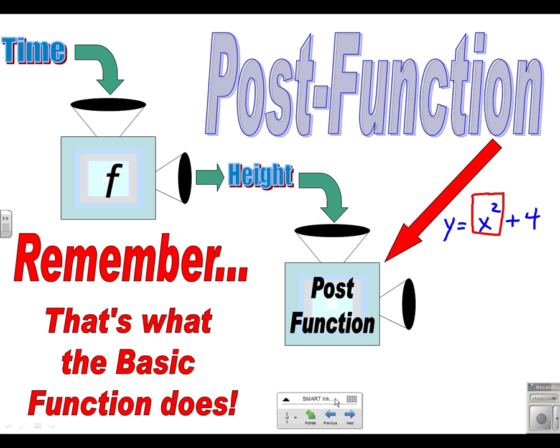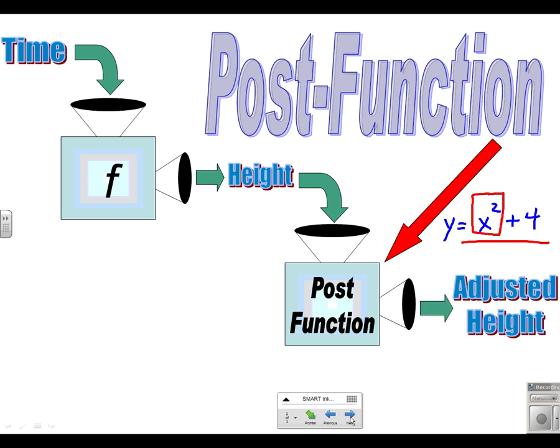So what's going into the post function? Height. In this case, we're taking height and adding 4 to it. I'm not changing height into something that it wasn't. I'm just adding 4 to height. So what comes out of this is an adjusted height. A post function is an adjusted height.